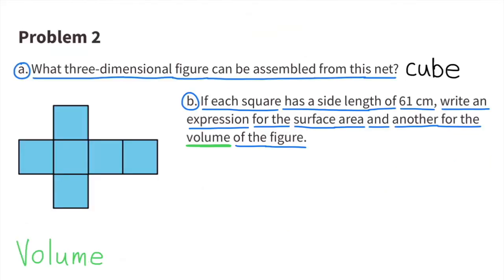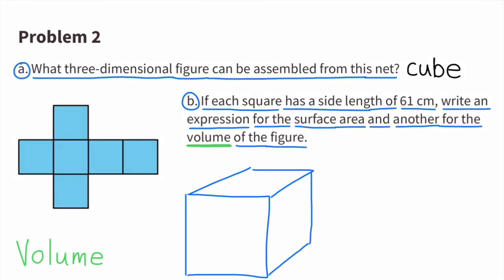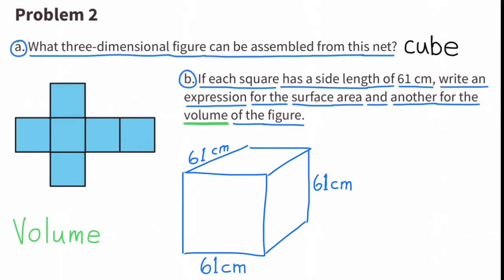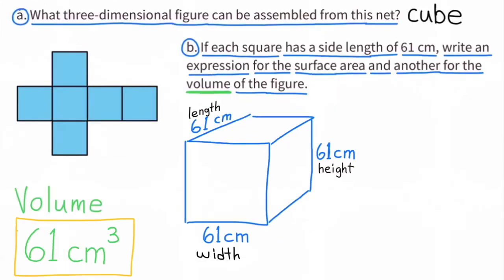And now we need to write an expression that represents the volume of the figure. Since that net forms a cube, I'll start by drawing a cube, 61 times 61 times 61, or width times height times length. The expression that I chose to represent the volume of the figure is 61 centimeters cubed.